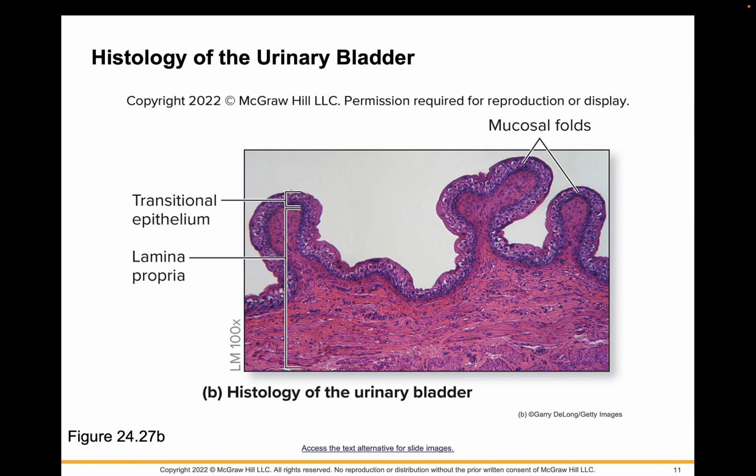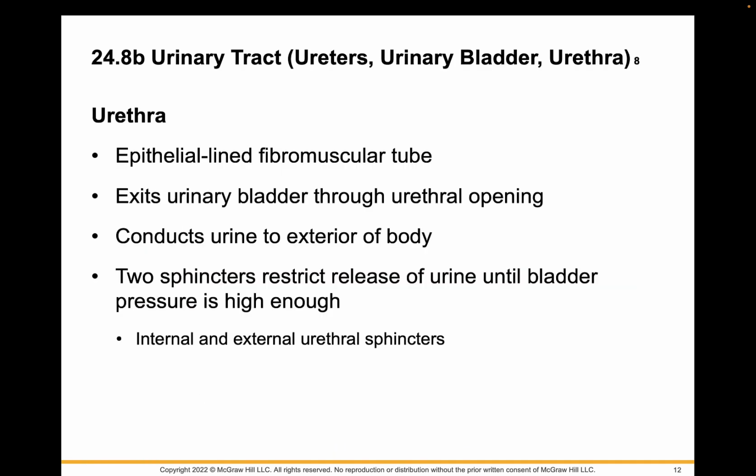Now, the last structure of the urinary tract is the urethra, and this is actually an epithelial-lined fibromuscular tube. It exits the urinary bladder through the urethral opening, and basically the job is to move urine to the exterior of the body. There are 2 sphincters that are going to be involved that restrict the release of urine until bladder pressure is high enough. And those are known as the internal urethral sphincter. Remember, this is smooth muscle and under autonomic control. And then there is the external urethral sphincter, and that is under somatic or voluntary control.